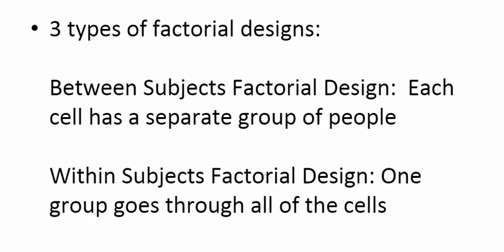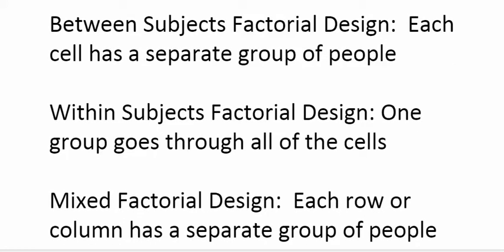In a within subjects factorial design, a single group of participants goes through all of the cells one at a time. And they don't all go through the cells in the same order. In other words, if there's 4 cells, every participant doesn't go cell 1, then 2, then 3, then 4. Also, every participant doesn't go 2, 1, 3, 4, because just like in any type of within subjects design, you have to send different participants through different orders and counterbalance the experiment.